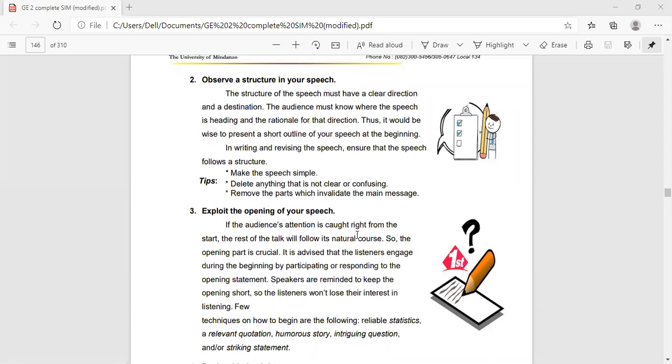Okay, so it will be wise to present a short outline of your speech at the beginning. Tell them what we will discuss today, or what I will discuss within this two-minute talk. Okay. So in writing or revising the speech, ensure that the speech follows a structure. Make the speech simple, delete anything that is not clear or sometimes confusing. Then remove the parts which invalidate the main message.